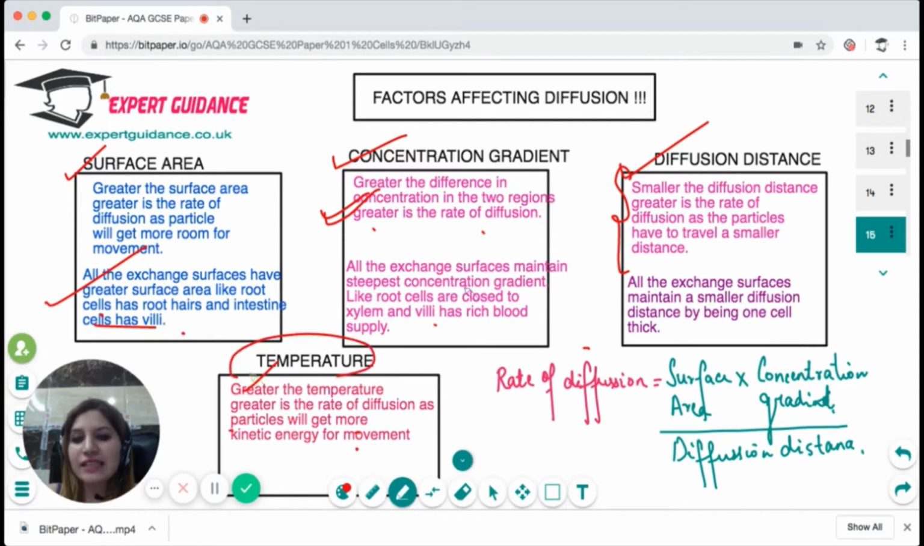And last is the temperature. The greater the temperature, the greater the rate of diffusion, as the particles get more kinetic energy for movement. So to summarize, the rate of diffusion is surface area times the concentration gradient divided by the diffusion distance. You need to remember that, because if any question on adaptation for diffusion comes in, you need to talk about all these four factors: how that particular surface maintains a higher surface area, greater concentration gradient, smaller diffusion distance, and temperature.